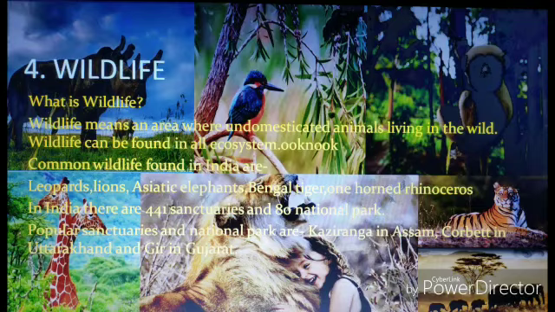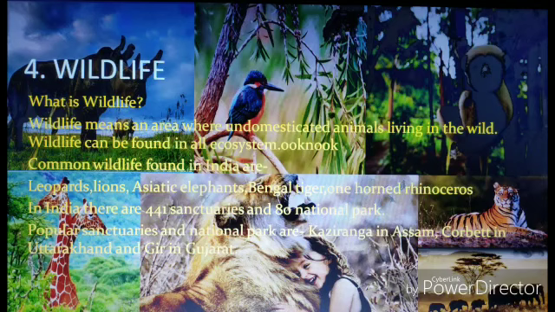Now, what is wildlife? Wildlife means an area where undomesticated animals live in the wild. Wildlife can be found in all ecosystems. The common variety of wildlife found in India are leopards, lions, Asiatic elephants, Bengal tiger, deer, panther, one-horned rhinoceros.